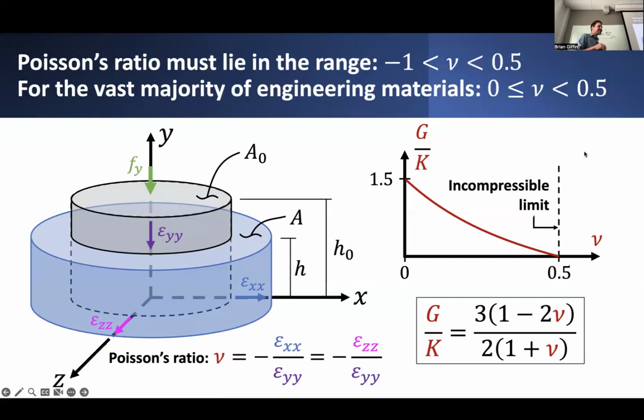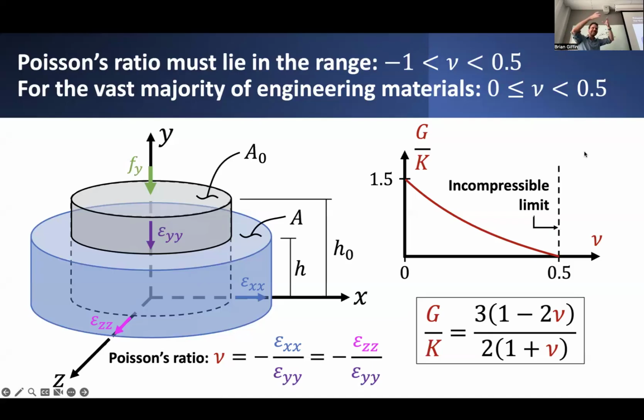Now, what's also interesting is that for most materials, not all materials, but most, the Poisson's ratio will usually be somewhere between 0 and a value of 1/2. A value of 0 means that if you had this cylinder and stretched it in the axial direction, it would expand vertically, but it wouldn't undergo any Poisson's effect.